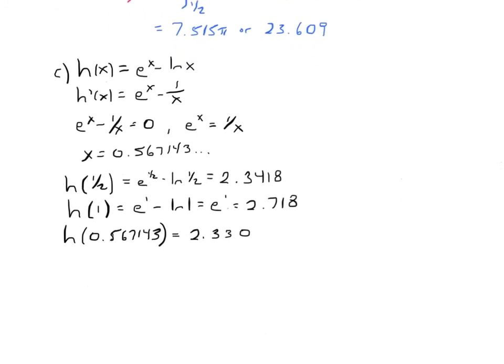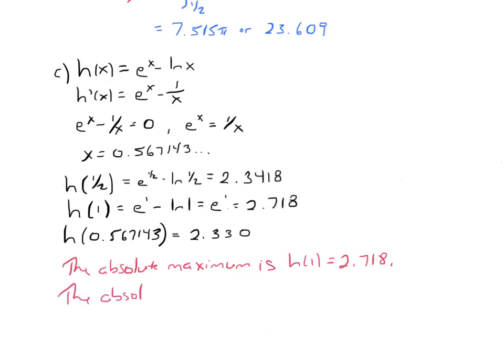So it looks like the absolute maximum is, where's our maximum? This would be the largest number, so it's h of 1, which is 2.718. The absolute minimum is, well, that would be h of 0.567143, because that's the smallest of the three numbers, and that is equal to 2.330.